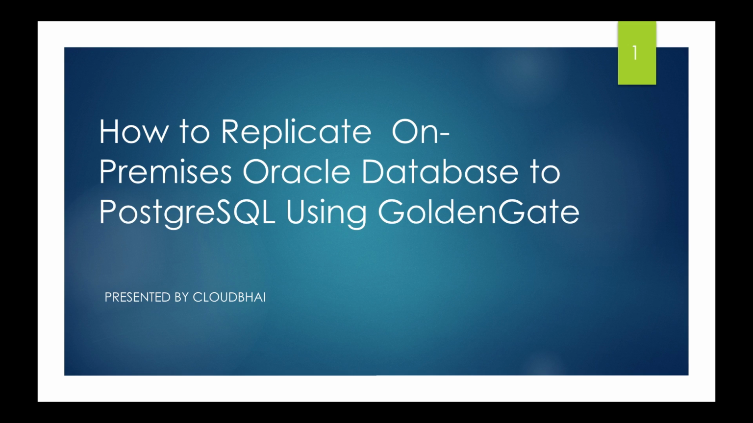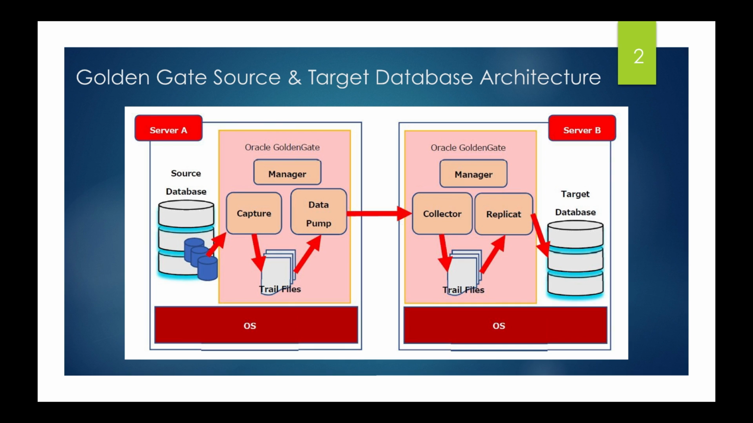In today's video I'm going to discuss how to replicate data between an Oracle database and PostgreSQL using Golden Gate. This is the architecture for heterogeneous databases between two servers. Normally we will have a source server. Please imagine this is an Oracle.